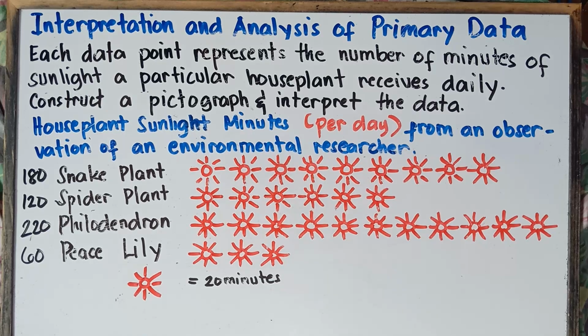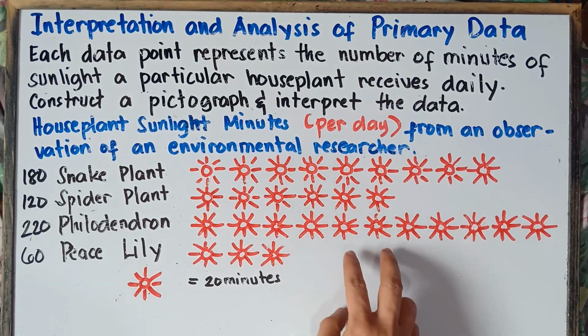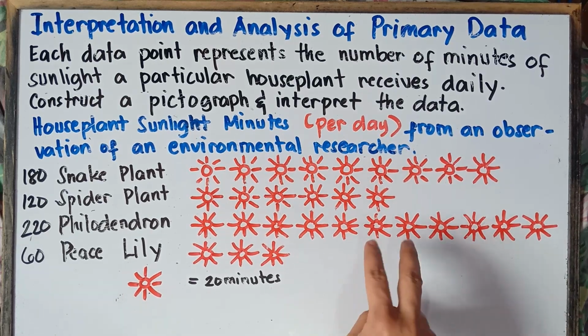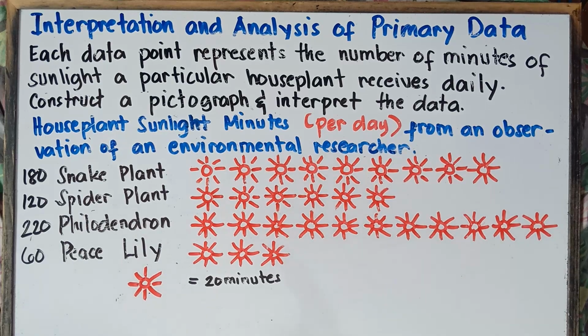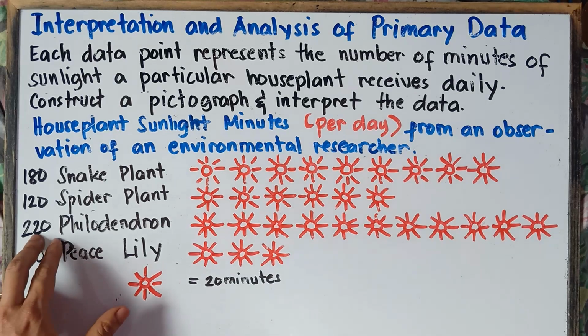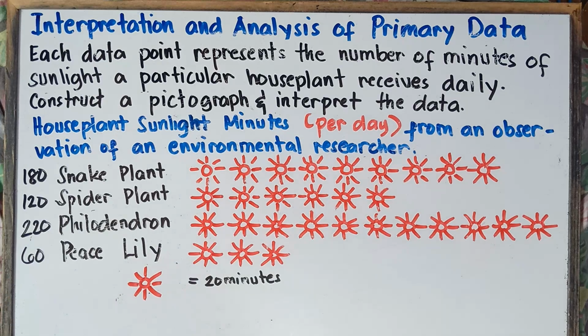So therefore, class, based on our pictograph, we can interpret the data. We can say that philodendron has the most symbols, meaning it receives the most sunlight, because philodendron has 11 suns. That would be 220 minutes. The number of suns is 11. Therefore, philodendron receives the most sunlight.